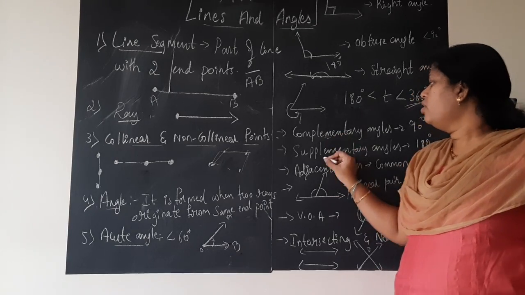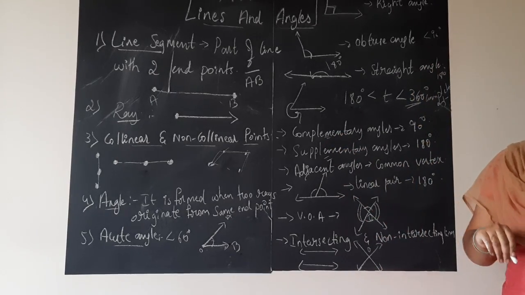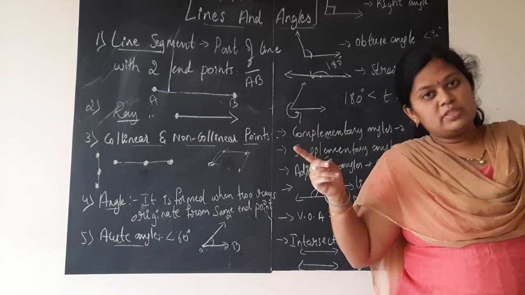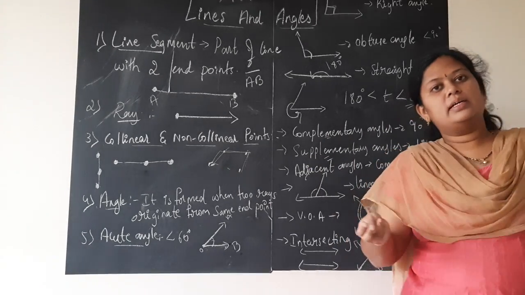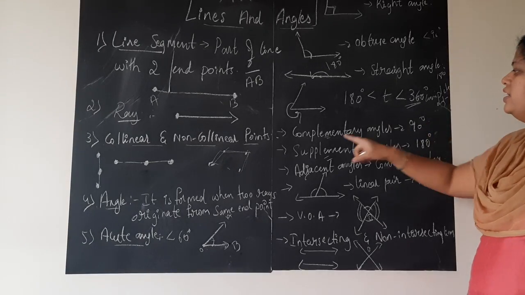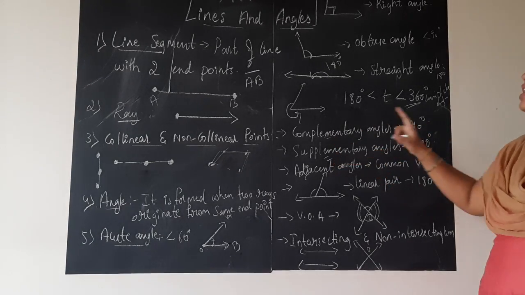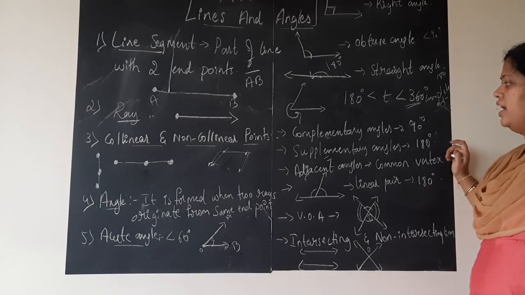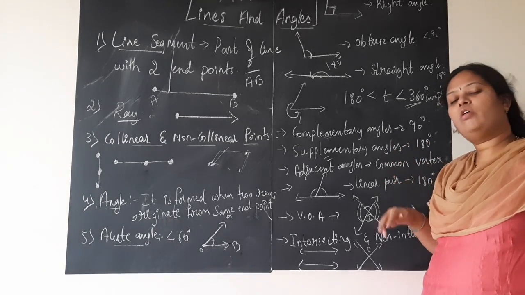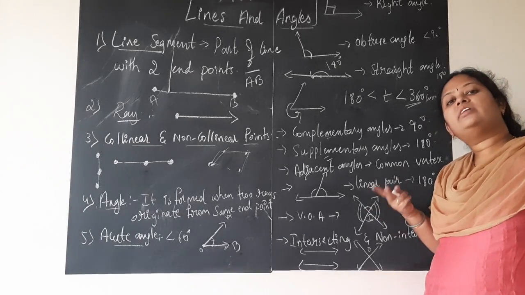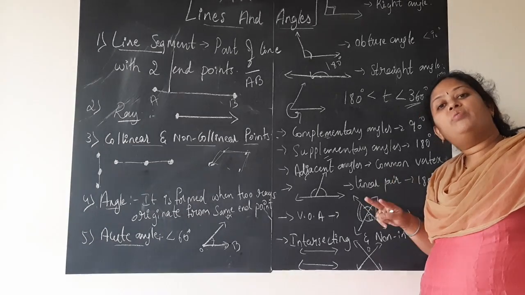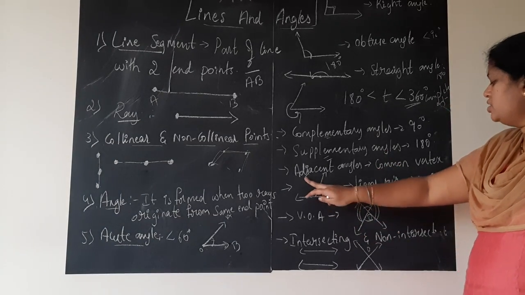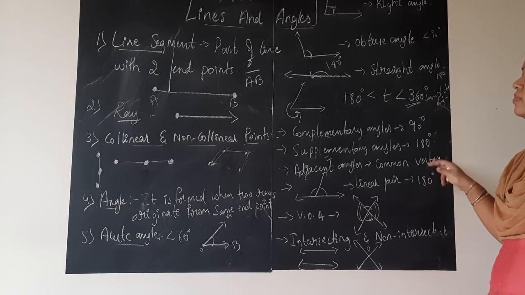Next, you also have complementary angle and supplementary angle. Complementary angle means when you take the sum of two angles, if it is equal to 90 degree, then such angles are complementary angles. If their sum is equal to 180 degree, then those angles are called supplementary angles. So, complementary under 90 degree, supplementary under 180 degree. Sum of two angles is 90, sum of two angles is 180 degree. Next you have adjacent angles.